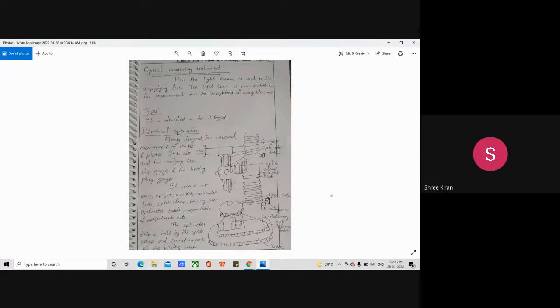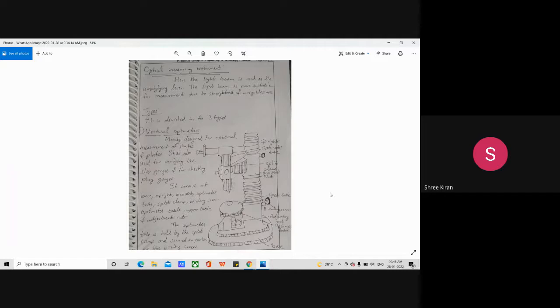It is universally accepted that light waves provide the best standard, the best standard for the technique. So in this kind of instruments, the light beam is used as the amplifying lever, and the light beam is more suitable for measurement due to the straightness and weightlessness. That's what happened in this introduction.